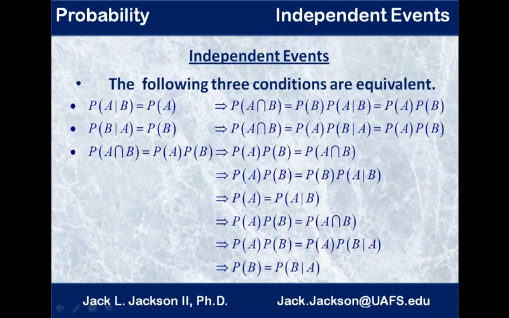Similarly, the probability of A times the probability of B is the probability of the intersection. This time replace the probability of the intersection by the probability of A times the probability of B given A. And this time we divide both sides by the probability of A to get that to cancel out, and we get that the probability of B is the probability of B given A, which is the second condition. So we've shown that we can start with any one of these and prove the other two. Any one of these conditions is equivalent, and any one can be taken as the definition of independence. So B is independent of A, and A is also independent of B.